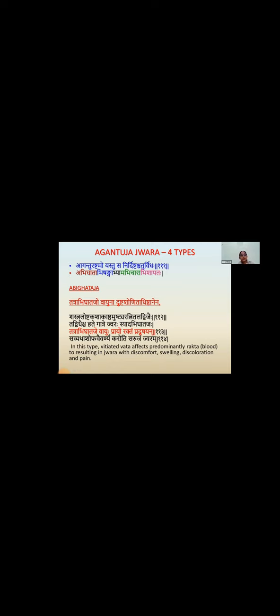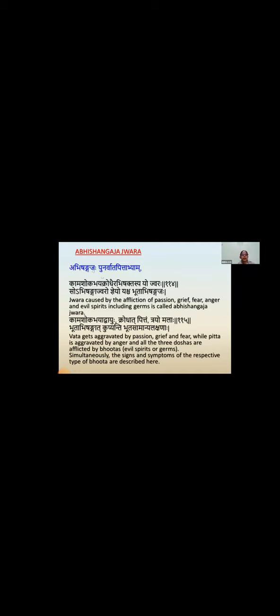And next is the abhishangaja jwara, wherein it is always the different types of bhuta abhishanga that is told. Okay. And once again the doshas are vata and pitta, and because of this abhishangaja jwara, vata, pitta and kapha will get afflicted. Kama shoka bhaya krodhair abhishaktasya yo jwaraha, abhishangajo jneyo yascha bhuta abhishangajaha. Here bhuta abhishanga means any type of infectious disorders we can consider, and kama, shoka, bhaya, krodha, etc.